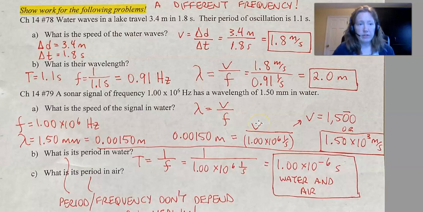Okay, and then for number 14, most people got 1,500. Good job on part A. Part B and C, that's a trick question. Oh my gosh, that's so rude. Okay, but period and frequency don't depend on water versus air. Period and frequency don't depend on the medium. Water and air are media. That's what the wave is traveling through.